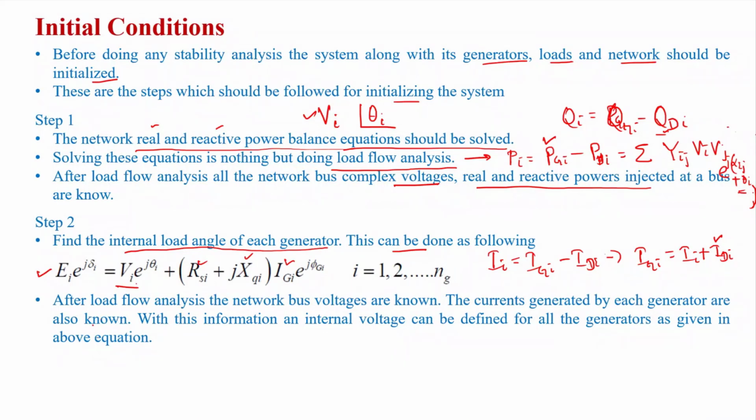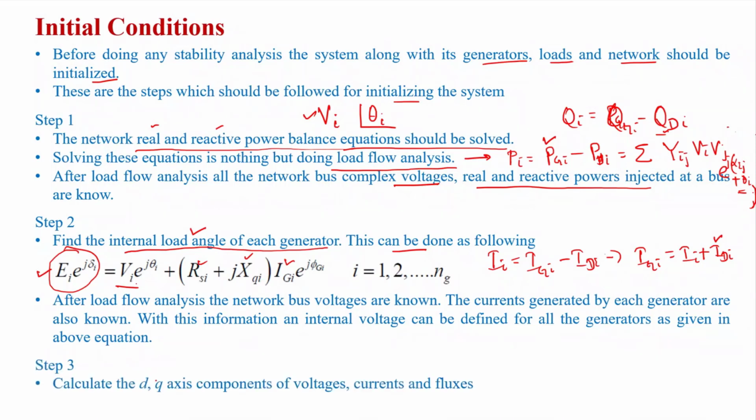So after load flow analysis, the network bus voltages are known. The currents generated by each generator are also known. With this information, an internal voltage can be defined. So this internal voltage we can now calculate from this equation, from where we can find the internal load angle, or we can say rotor angle, right? Then coming to step 3, we calculate the dq axis components of voltages, currents and fluxes. This rotor angle and network bus voltage angles are essential in order to find the dq axis components, right?